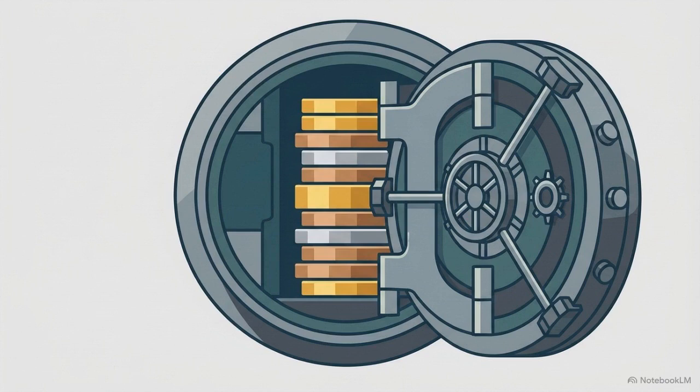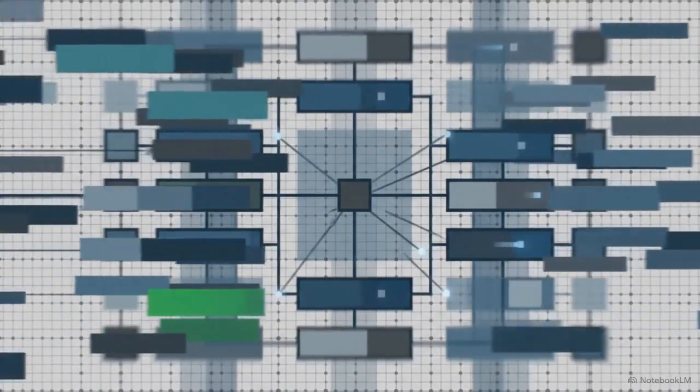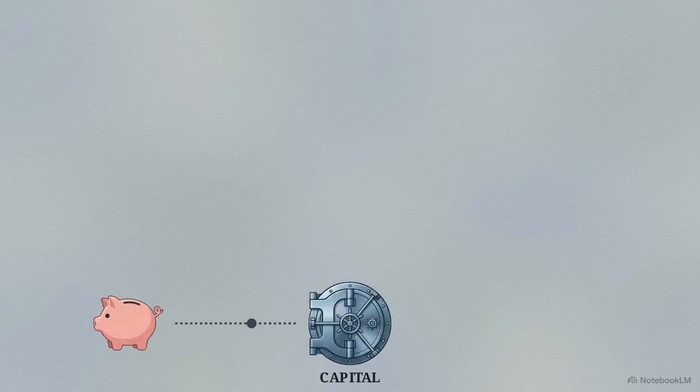When you deposit your paycheck, you might picture it sitting safely inside a heavy steel vault, waiting for you to withdraw it. In reality, the moment your money crosses the teller's counter, it leaves the physical world and enters a high-speed digital network. Banks treat customer deposits as raw material, immediately putting that capital to work to generate institutional profit.